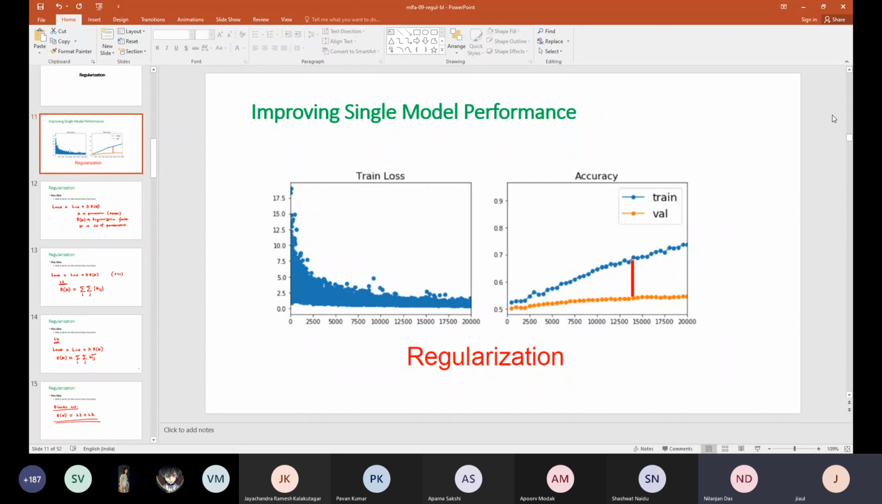Yes, sir. Here my question is, as we are increasing the number of epochs, at each epoch we are getting some updated value of the weights and biases, right? So if we increase the number of epochs to a large extent, there is a huge difference between the train and validation accuracy. So why can't we just not train for that number of epochs, only for a small number?